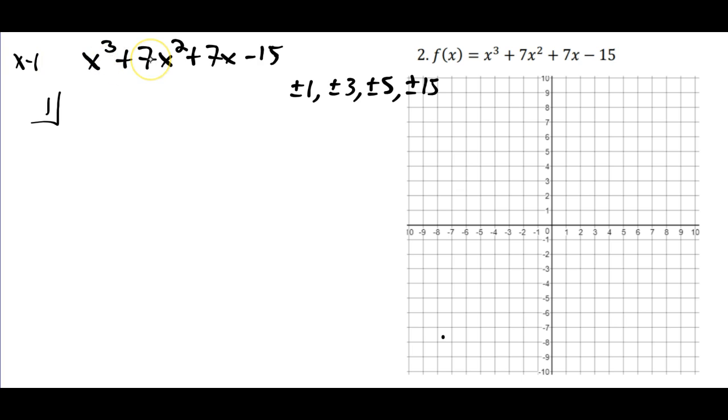So we're going to divide this synthetically. Make sure that your function is going 3, 2, 1, 0. It's in what we call descending order. And then you can write out the coefficients.